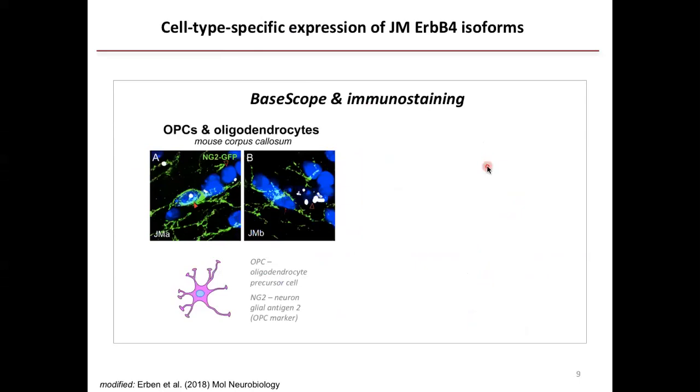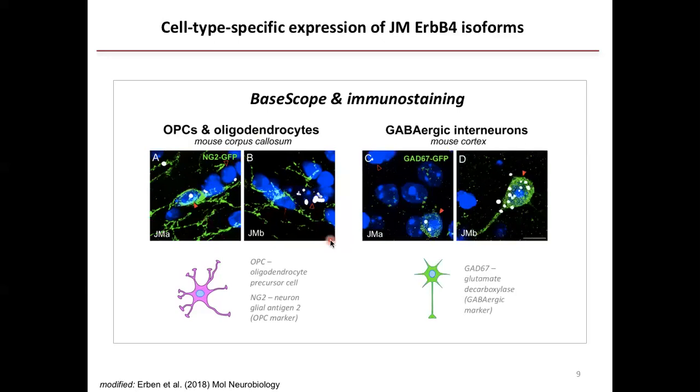Ultimately, to show that GABAergic neurons and oligodendrocytes are the two cell populations expressing JMa and JMb ErbB4 transcripts, I developed a new protocol combining BaseScope and immunostaining. This allowed me to analyze splice variants in sections of transgenic cell type-specific GFP mice. Here, I am showing NG2 GFP mice, a marker for oligodendrocyte precursor cells. While JMa ErbB4 transcript overlaps nicely with GFP-positive cells, JMb is absent. In GABAergic interneurons analyzed in sections of GAD GFP mice, JMb was highly expressed.